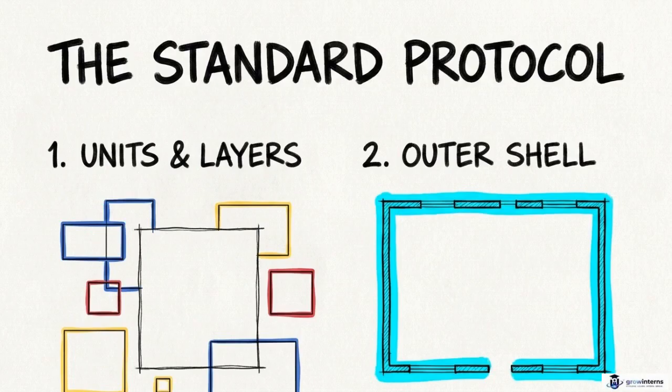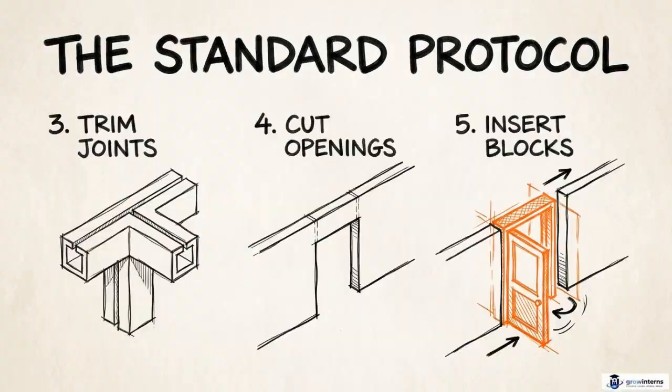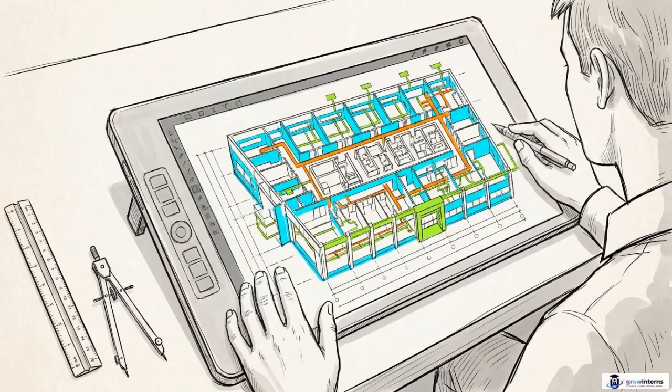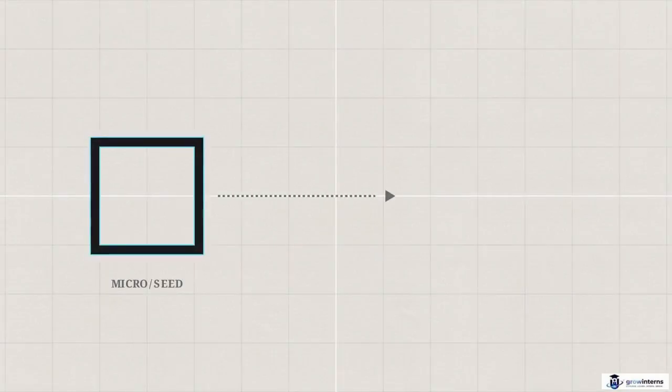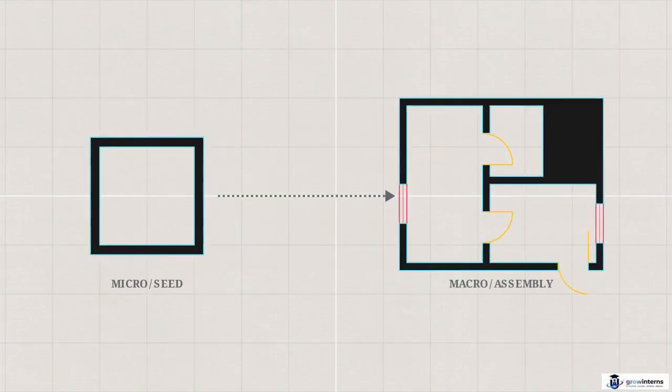This entire floor plan was built using a repeatable 5-step sequence. 1. Set units and layers. 2. Draft the outer shell. 3. Trim the interior joints. 4. Cut openings. And 5. Insert blocks. This sequence provides a structural roadmap for your work. Following it ensures that your drafting remains organized as your designs grow more complex.